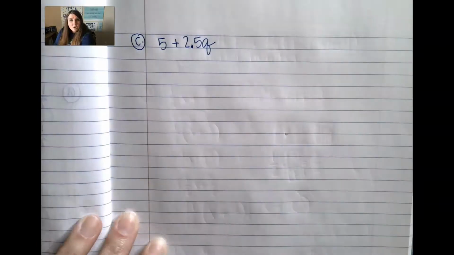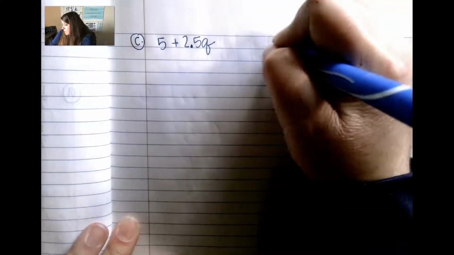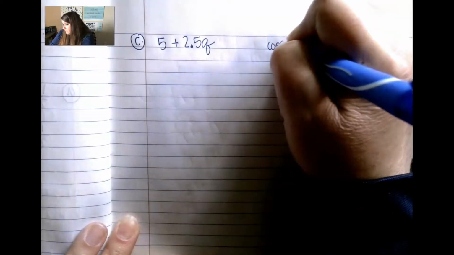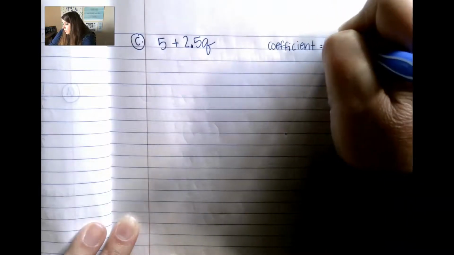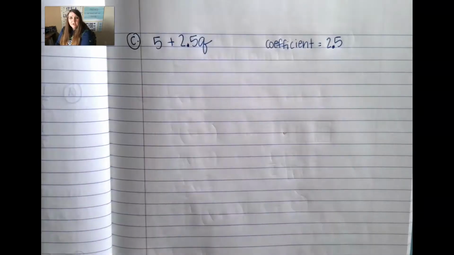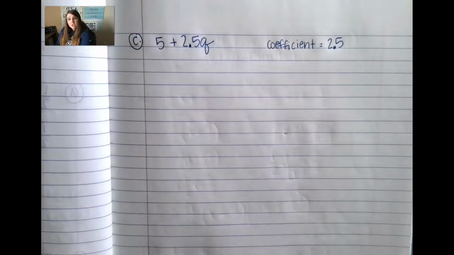Okay, so this one says 5 plus 2.5 times q. So that's example C. Again, we're looking for our coefficient. The coefficient is the number stuck to the letter. So our coefficient is 2.5. Okay, that's our coefficient.